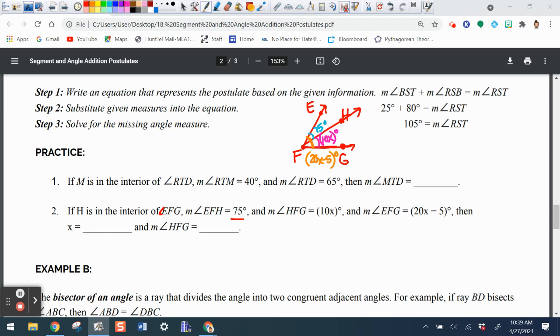So let's write our formal equation, especially now that we have a lot of algebra going on. The measure of angle EFH, when combined with the measure of angle HFG, should give us the measure of the larger angle. These two angles combined create angle EFG. So let's replace each of these measurements with known values. EFH we'll replace with the easy 75 degrees. HFG we'll replace with 10x degrees, and EFG we'll replace with 20x minus 5 degrees.